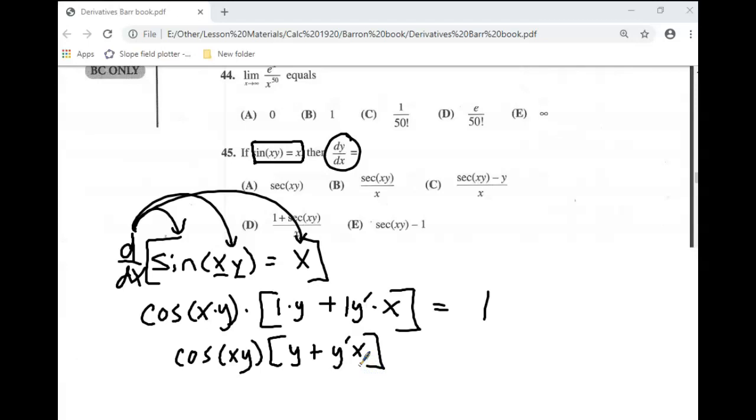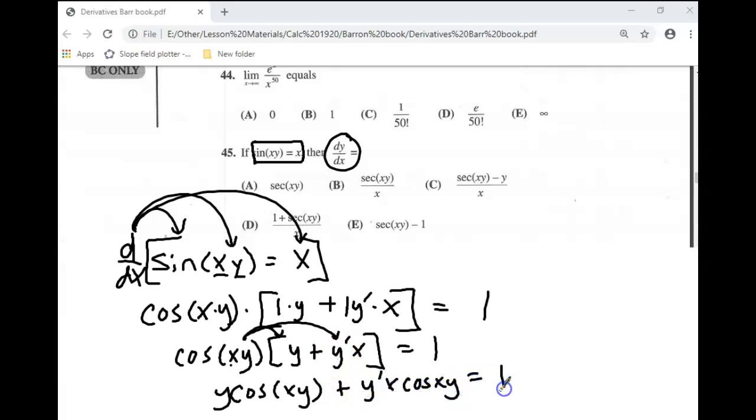Okay. So what are we going to do here? How are we going to solve for this? I can think of a couple different ways to go about this. First of all, let's go ahead and distribute the cosine xy in. I don't know if this is going to be the right way to go yet, but we'll see. So cosine xy times y, I'm going to put the y in the front, is y cosine xy. And then cosine xy times y prime x is going to be y prime x cosine xy, all equals 1.